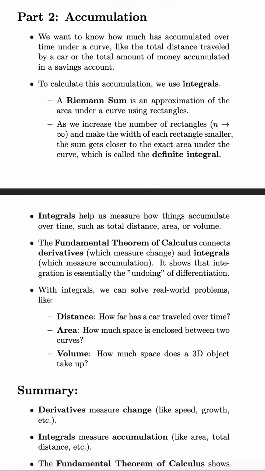The second half of calculus has to do with accumulation. So it could be the total distance traveled or the total amount of money accumulated. Again, we start off with a very simple concept, and we try to find the area under the curve by using rectangles. Once again, limits come into play because as we take the number of rectangles to infinity, we can get the exact area under the curve, which is found by using the definite integral.